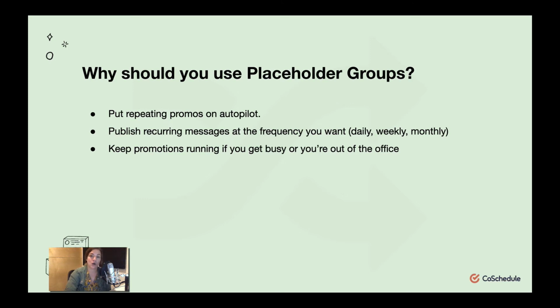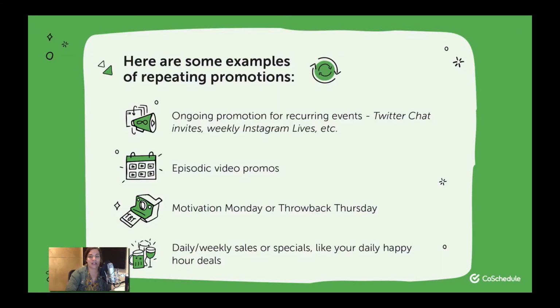So if you're not sure what types of social messages work best in a placeholder group, let's walk through a couple of different examples and ideas. A couple of things that you could put on autopilot would be any repeating promotion that you currently are publishing manually every day, every week, or every month. So that could be things like continuously promoting your recurring monthly webinar. Maybe you have a weekly Twitter chat that you are a part of, or maybe you do an Instagram live every Wednesday. You could promote that those things are happening consistently using a placeholder group.